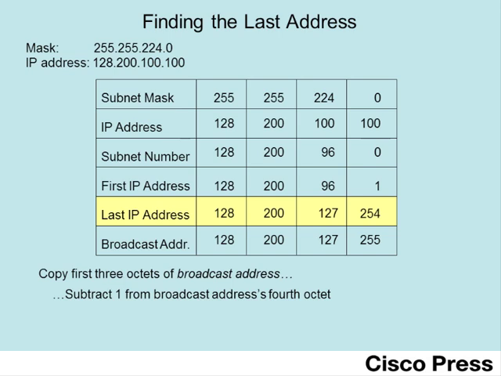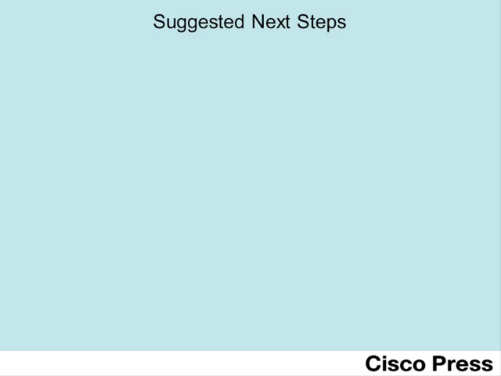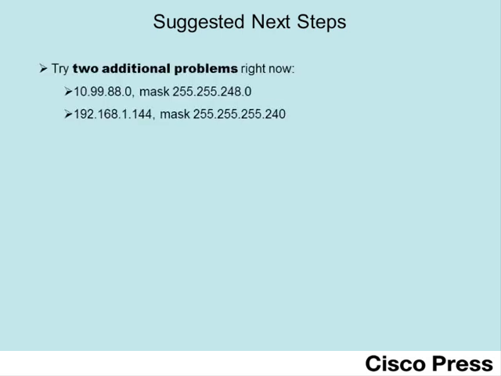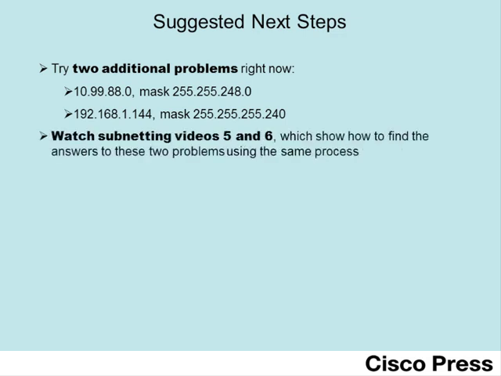That concludes this particular example, so what should you do next? Try a couple more practice problems right now. You see 2 of them listed on the screen now. Go ahead and get some scratch paper and work on those 2. Both start with a subnet number and a mask. Those happen to match the next 2 subnetting videos, so if you go ahead and practice those 2, watch the next 2 videos, and you can check to see if you're doing the process correctly to find the subnet ID.